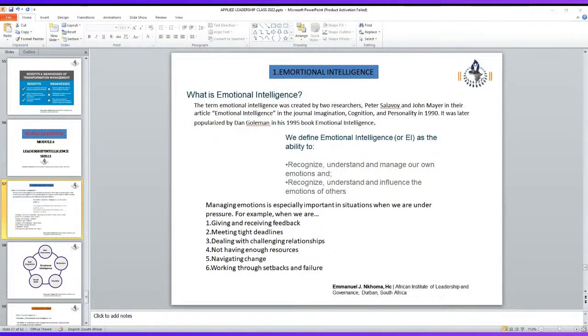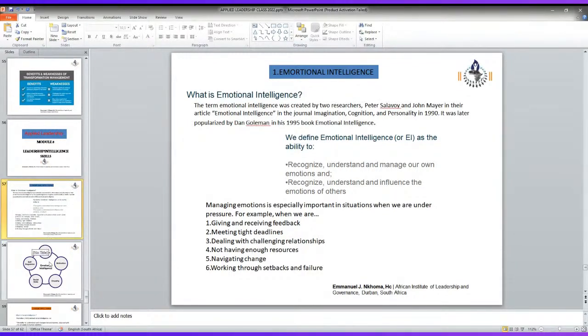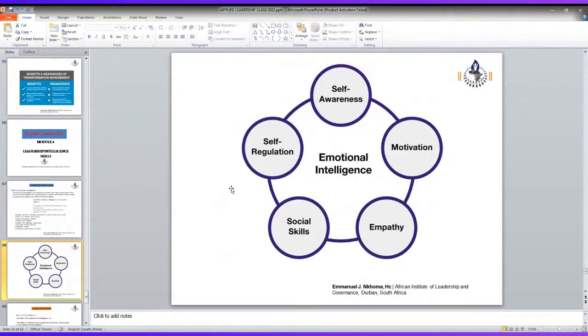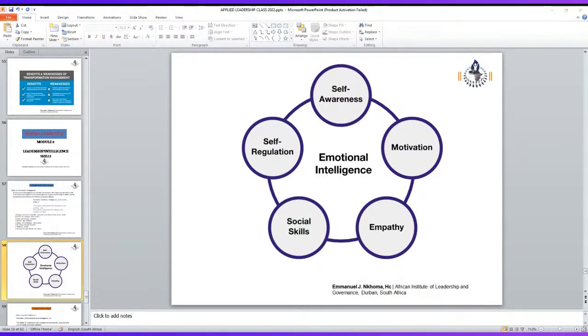So let's move on and look at the emotional intelligence cycle. This is very important for us to look at. Number 1 is what we call self-awareness. You need to be aware of yourself. It's called self-awareness.